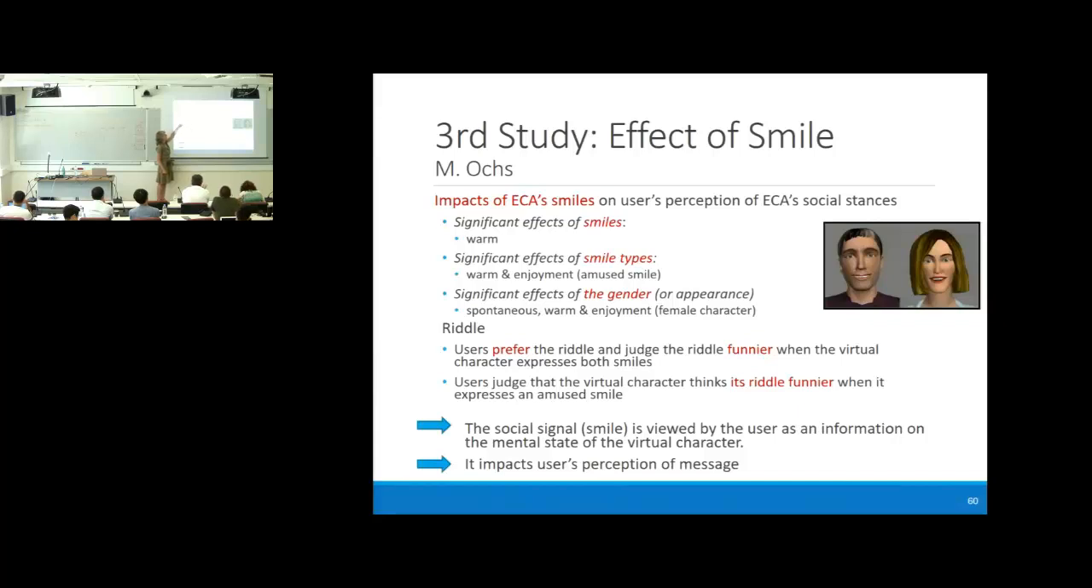So when you use an amused smile, the agent appears warmer and more enjoyable. And also more, I wouldn't use the word exactly. Gender is more on the appearance, and that is what you found. The female character was more spontaneous, warmer, and more enjoyable. And we put gender here, even though we cannot say it's a gender difference because we use only 2 characters, so we cannot claim it.